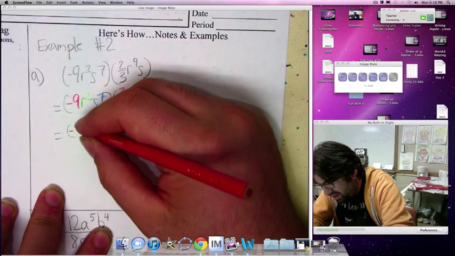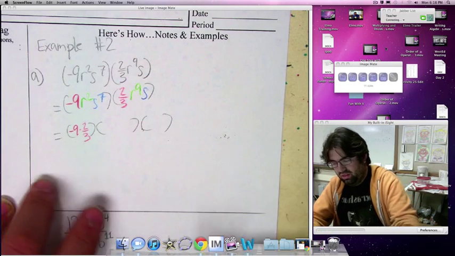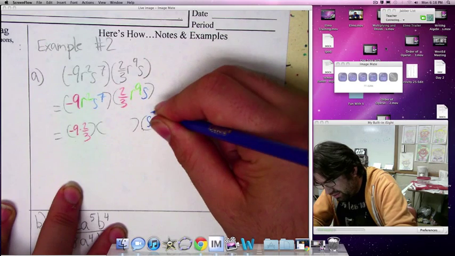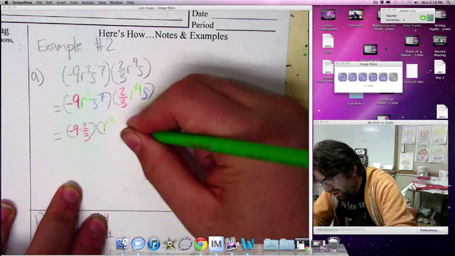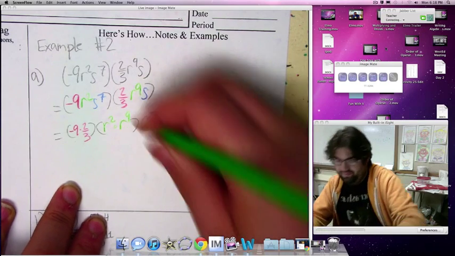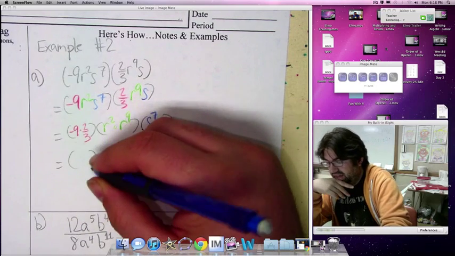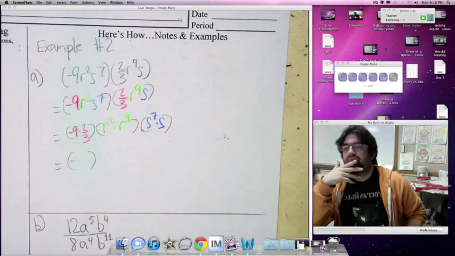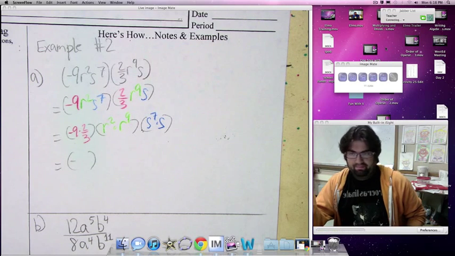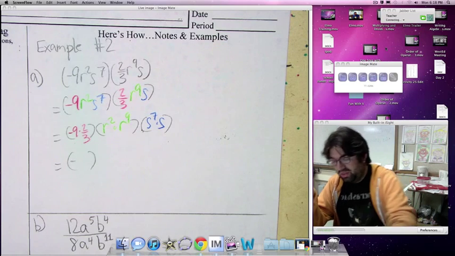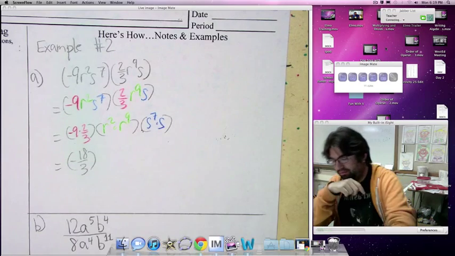So we got negative 9 times 2/3, s to the 7th times s, r squared times r to the 9th. And negative times a positive is definitely negative. What do you want to do first? Do you want to multiply or divide first? Let's multiply first. 9 times 2 is 18 divided by 3, right?